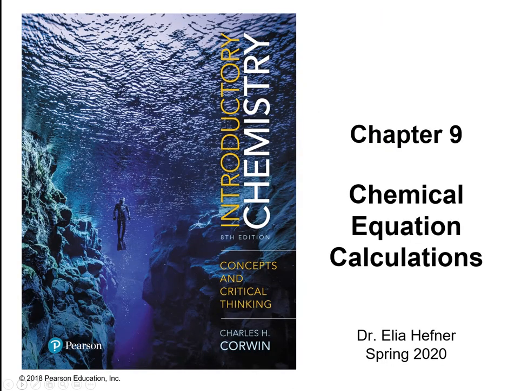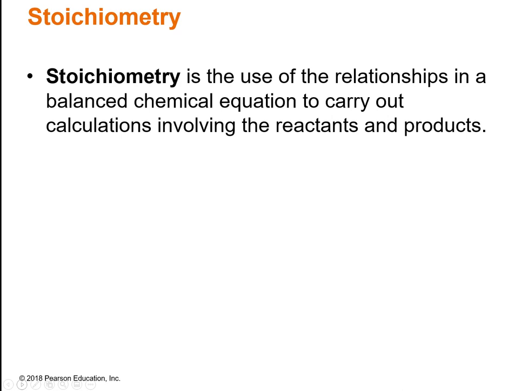So we're continuing chapter 9. We're doing more stoichiometry, which is also called chemical equation calculation. Stoichiometry is using the relationships of a balanced chemical equation to carry out calculations. So we've been doing the mole to mole, but we can actually do other types of problems that will give us information that's a little bit more useful in terms of doing an experiment.